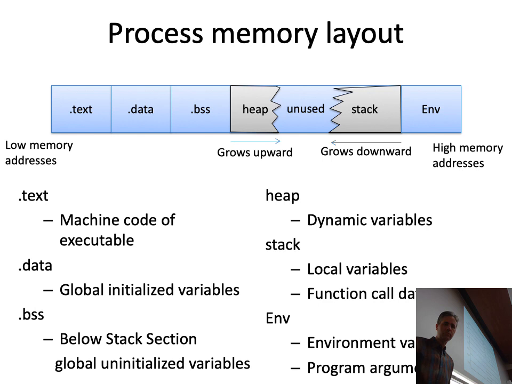We then have sort of an unused region in the middle of your address space. Then close to the top is where your stack sits. Your stack grows downward. And then at the very top is where your environment variables go. So when you launch a program, the environment variables are copied from your parent process into a page or a couple pages of memory at the very top. This is also where the program arguments go. If you pass something on the command line, it goes in this top section.